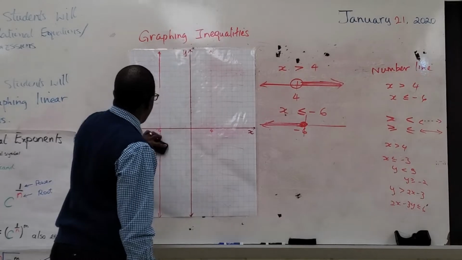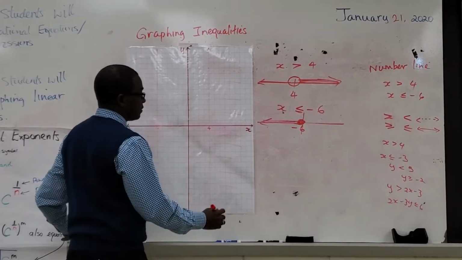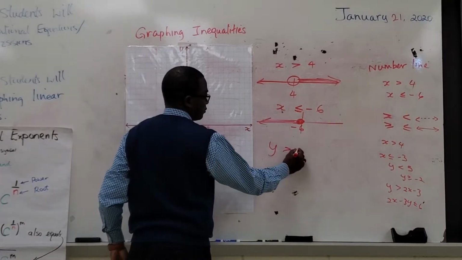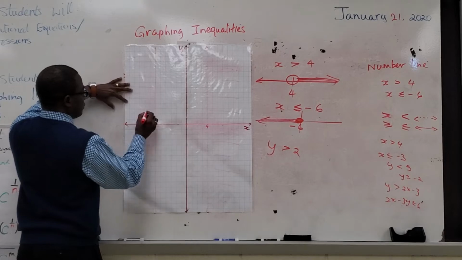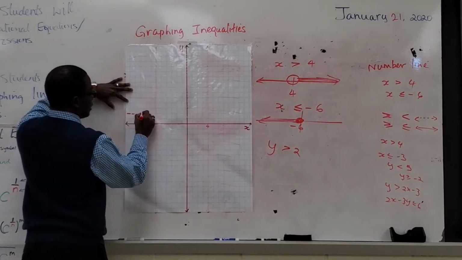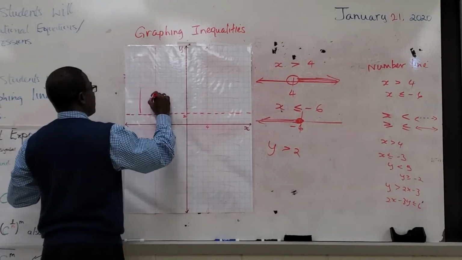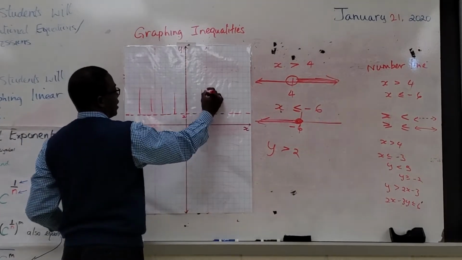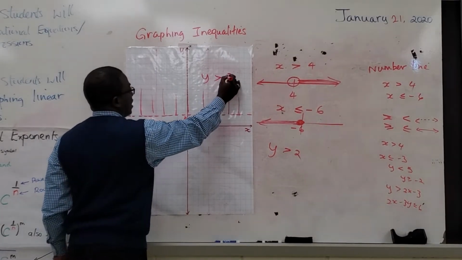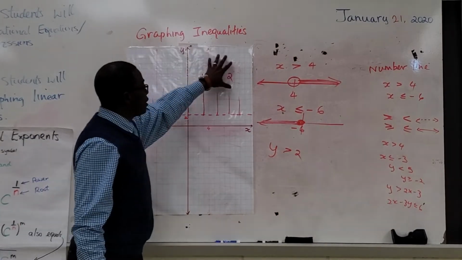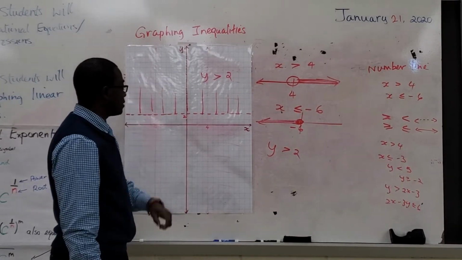What if I want to graph something that looks like, say, y is greater than 2? Same thing. So now I'm going to go to the y-axis, and here 0, 1, 2. Right here is where y is equal to 2, and everything above that, my y coordinate points will be greater than 2. So that would be the graph of y is greater than 2. Every coordinate point up here will have a y coordinate that's greater than 2.